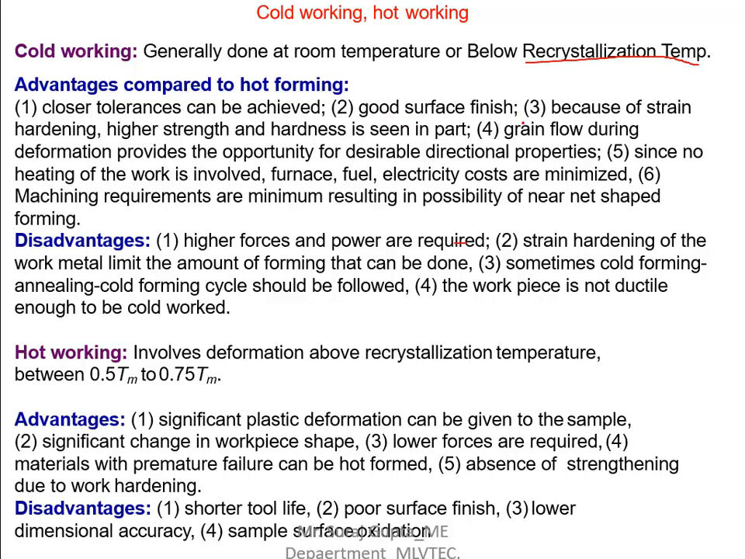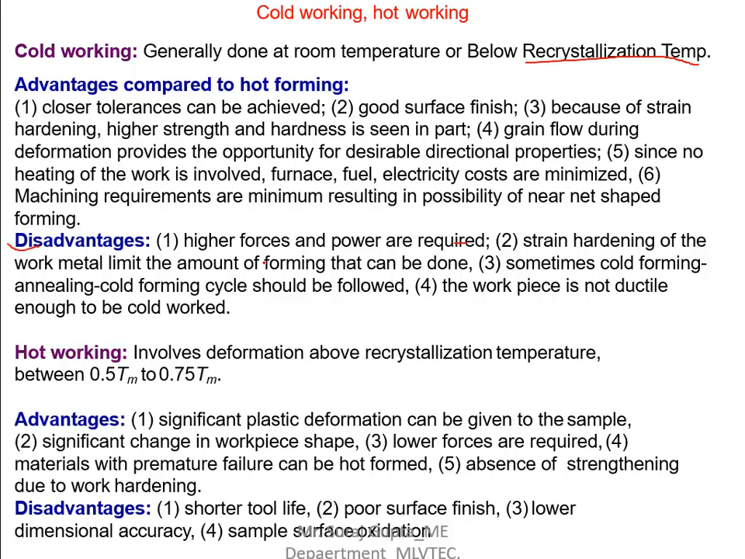Good surface finish also, because of strain hardening. Higher strength and hardness is seen in the part. Fourth is grain flow during deformation provides the opportunity for desirable directional properties. Since no heating of the work is involved, the furnace fuel and electricity costs are minimized. Sixth is machining requirements are minimum, resulting in the possibility of near net shape forming.